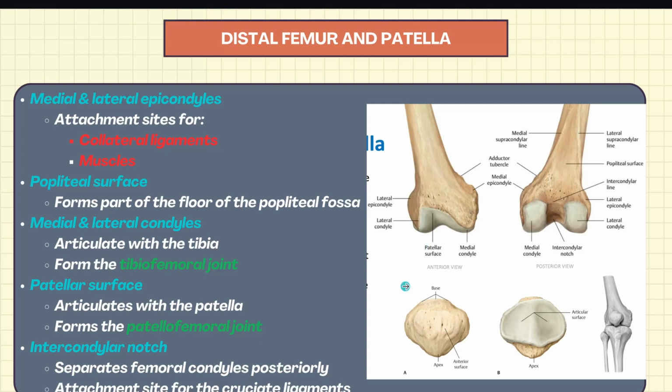However, we said that there's 3 bones involved. So we have a patellar surface in the femur, which articulates with the patella and forms the patellofemoral joint. We also have an intercondylar notch, which is posterior, not anterior, which separates the medial and lateral condyles. It's also an important site for cruciate ligaments, such as the ACL and PCL, but however, we're going to talk about these more later on.